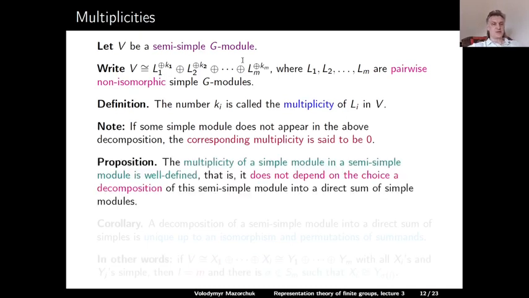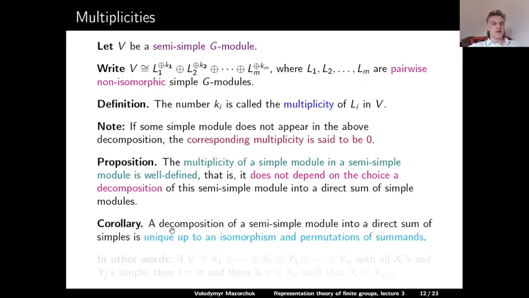And here's an important proposition. The multiplicity of a simple module in a semi-simple module is well defined, which means it does not depend on the choice of the decomposition of this semi-simple module into a direct sum of simple modules. So the definition of a semi-simple module only guarantees existence of a decomposition into a direct sum of simple modules. It does not say anything about any kind of uniqueness. So this proposition gives uniqueness for this decomposition in some sense, which we will specify now.